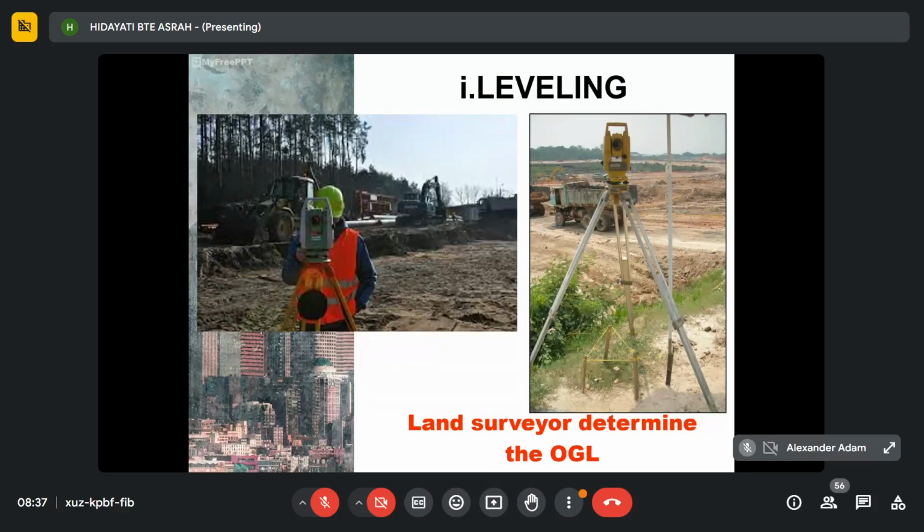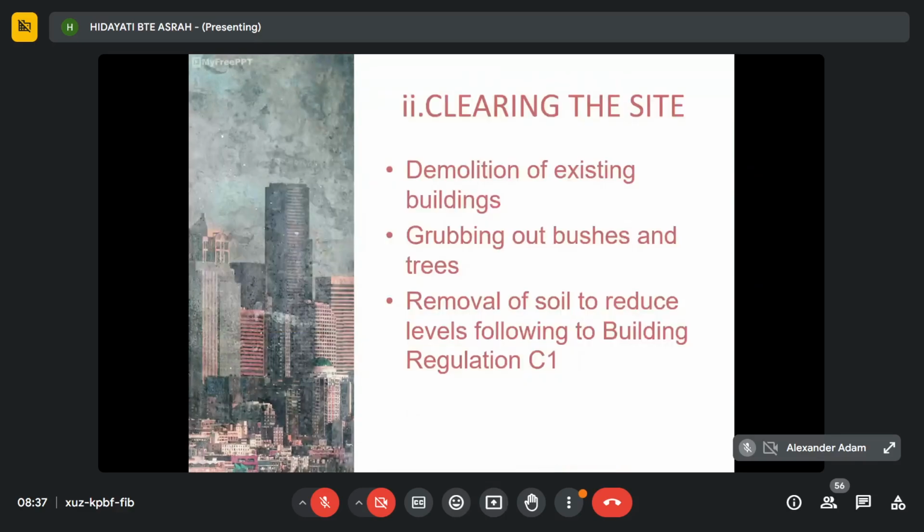The land surveyor will also determine the original ground level, the OGL, for the land of your site project, and then he or she will mark a survey peg for drain, pipe, cable, main sewerage, and so on. The road must comply with the JPS, Jabatan Pengairan dan Saliran. So leveling is important. After you do the leveling of the ground, then you can proceed with clearing the site.